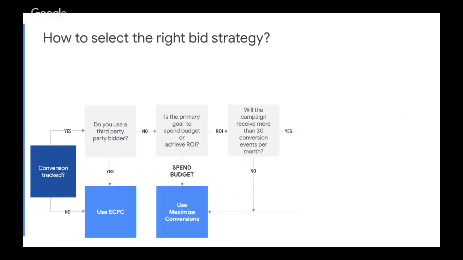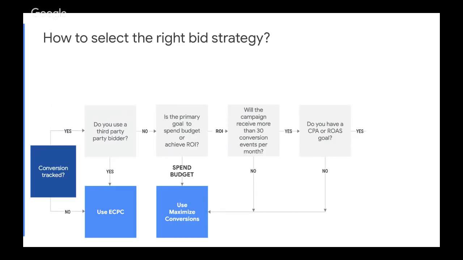But if you want a little bit better control over your ROI or your CPA, then we're thinking of a different bidding strategy. Then we ask: will my campaign yield more than 30 conversions per month? If the answer is no, then we again recommend you go to Maximize Conversions until we have those 30 conversions, and then you can go back to the flow chart and see where you stand now.